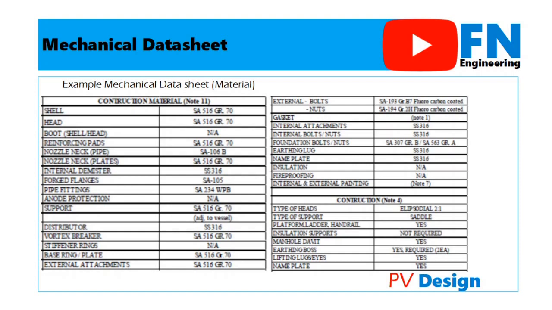In addition, there is some information regarding the construction of this vessel. Type of head uses ellipsoidal or 2:1 ratio. Type of support uses a saddle. There are some accessories for this vessel, including platform, ladder, handrail, manhole davit, lifting boss, lifting lug, and nameplate.